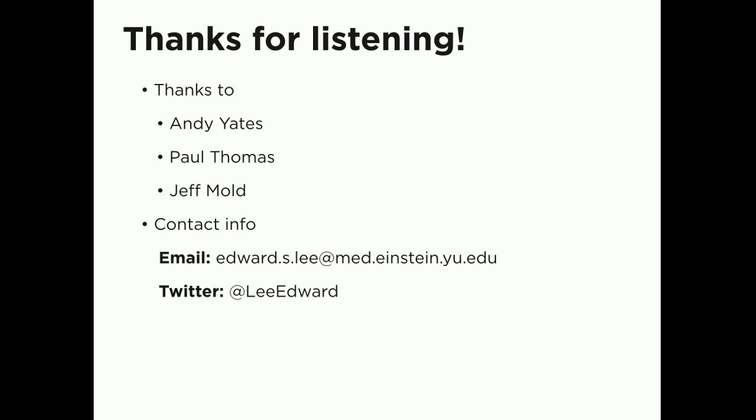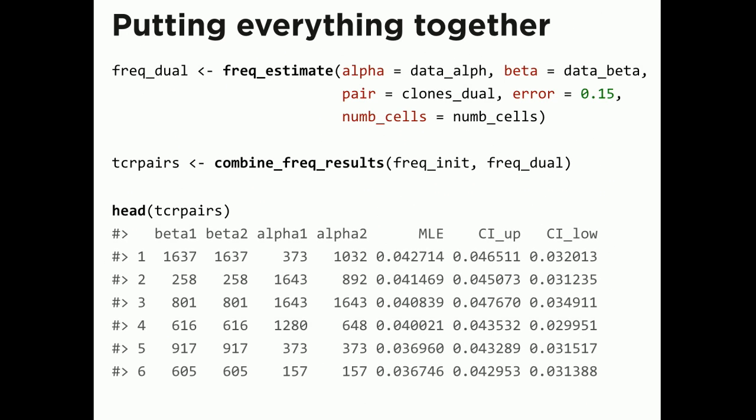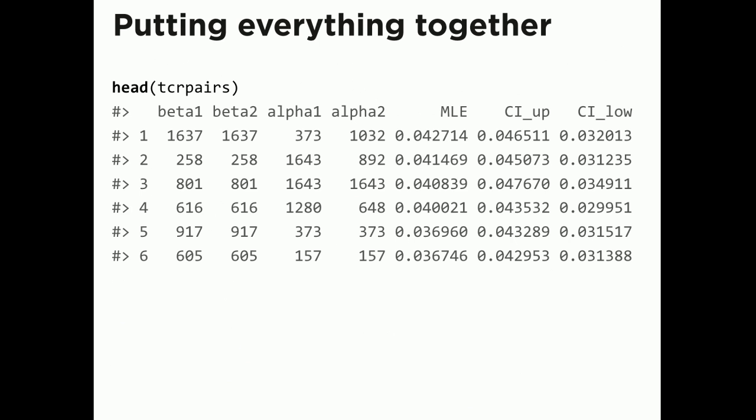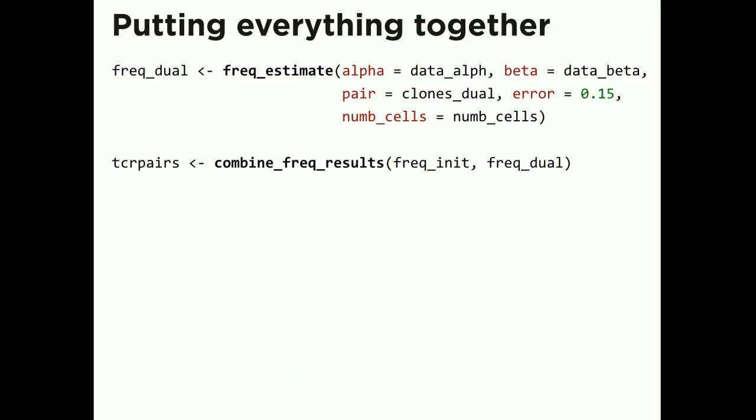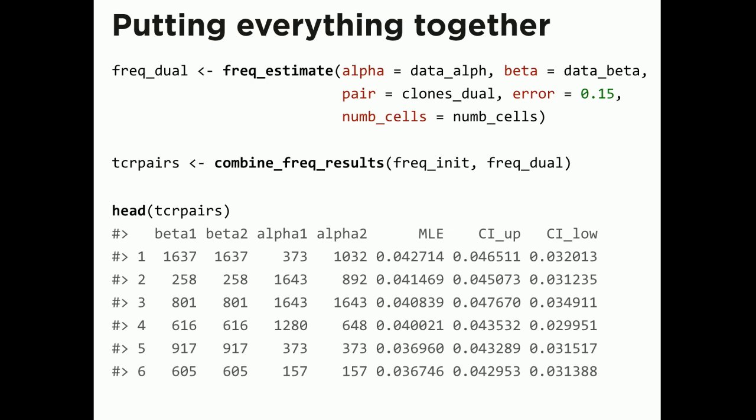So the question was, could I estimate the clone size? That's based on this. That's what the frequency estimation is doing. This is saying that this clone that has these two alphas and this beta represents 4% of the population. So that's the clone size, yeah.